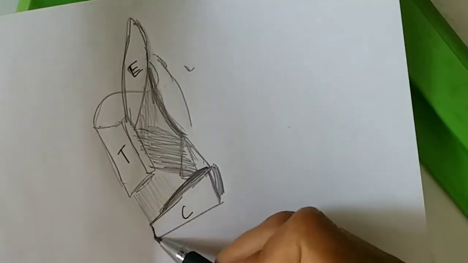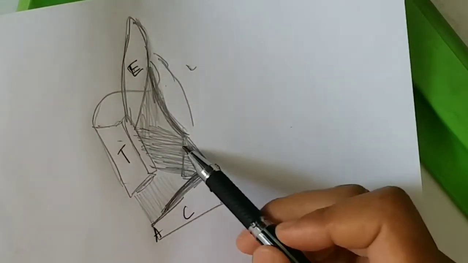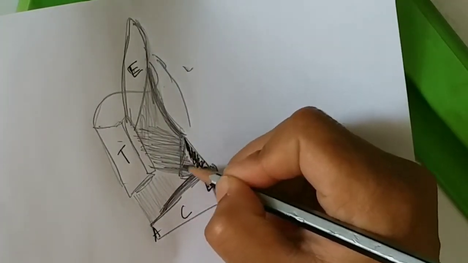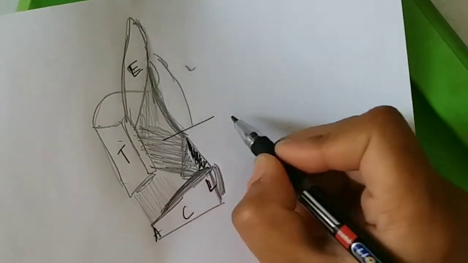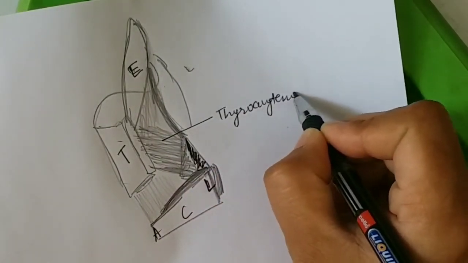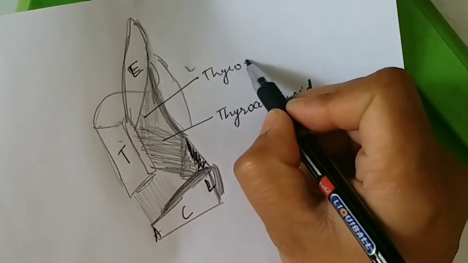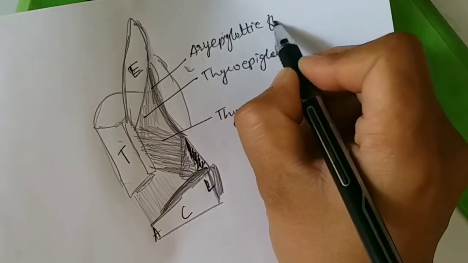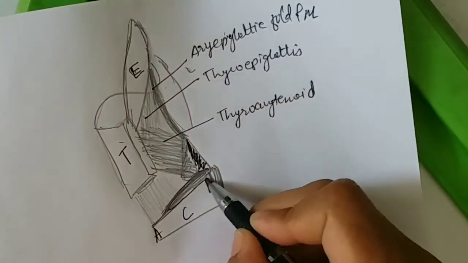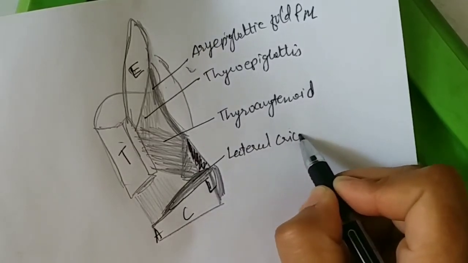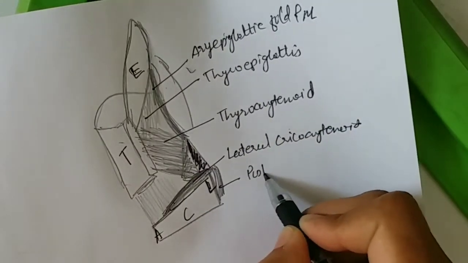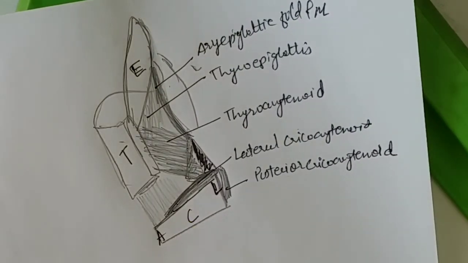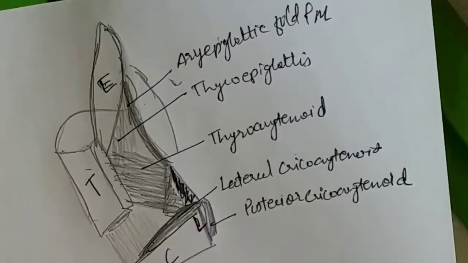Here are the epiglottic cartilage, thyroid, and cricoid, anteriorly a narrow arch and posteriorly a broad lamina. Here is the posterior surface of the arytenoid cartilage, the thyroarytenoid muscle, the thyroepiglottic muscle, and the aryepiglottic fold containing the aryepiglottic muscle. Here the lateral cricoarytenoid muscle is attached to the muscular process, and the posterior cricoarytenoid muscle, the only abductor of the vocal cord, is attached posterior to the muscular process.